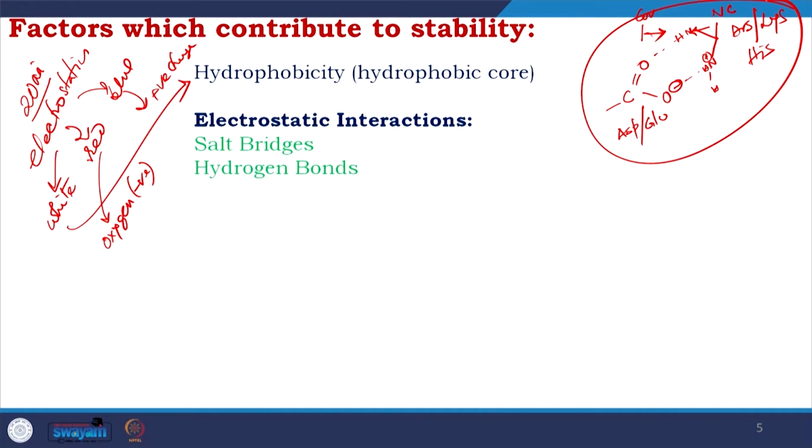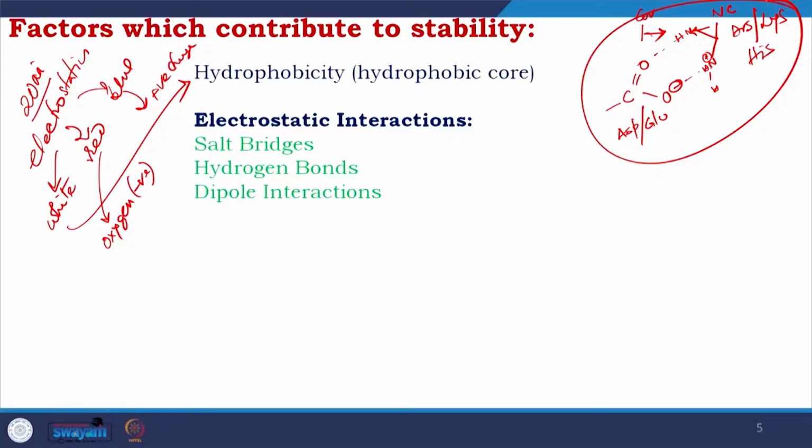Hydrogen bonds, as I told, are not very strong, they are weak bonds, but they are many in number. So, breaking and making of a set of hydrogen bonds helps the protein get more stable, or get the protein changing its conformation, and many other things. Then dipole interaction, you could also look at the dipole interactions and engineer them.